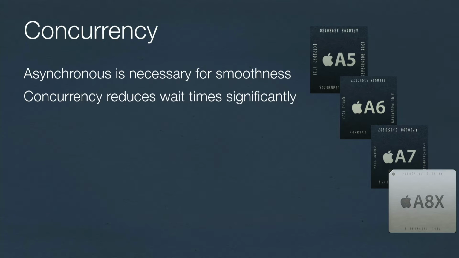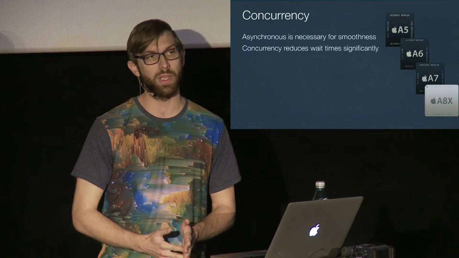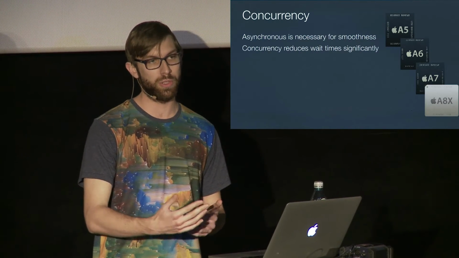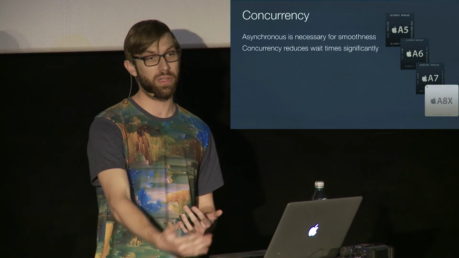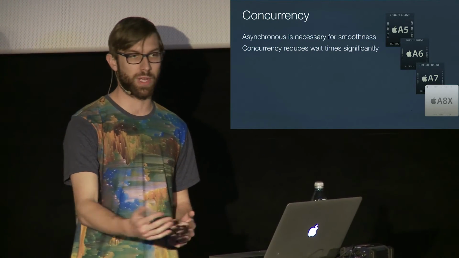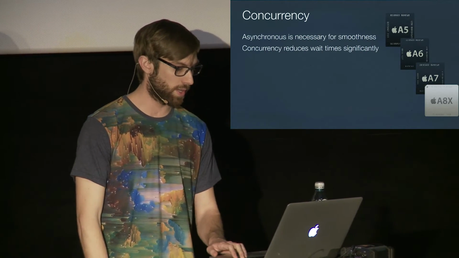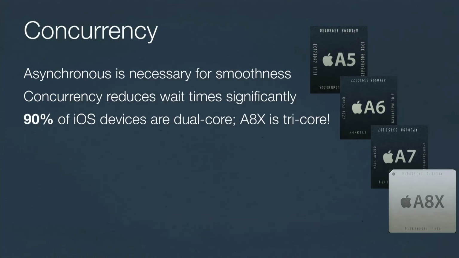So concurrency is one of the optimizations that we've achieved with this paradigm. Asynchronous operations are necessary to have this sort of UI smoothness we've been talking about, but it turns out that if you make use of these multi-core processors, you can also reduce the amount of time to complete showing the user interface, because the main thread, although you want it to be free for user interaction, is still only a single thread of execution. So if you're doing all of your rendering there, it's going to take longer than it actually has to. 90% of iOS devices are multi-core today, and the iPad Air 2 is actually a triple-core device, and this will keep growing over time.